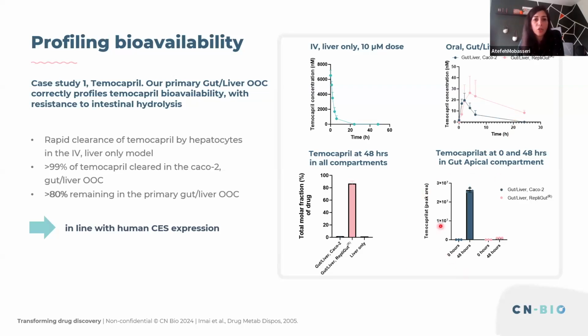And again, by measuring the metabolite of the prodrug, we see that we have the highest in our Caco-2 as expected. So we see that the Caco-2 model cannot predict what we can see in human intestine.